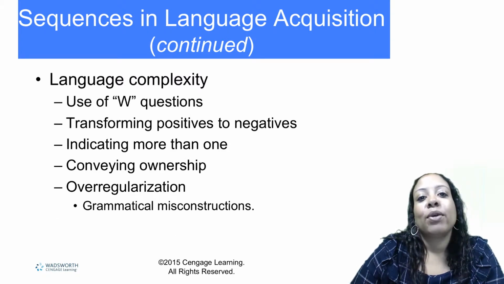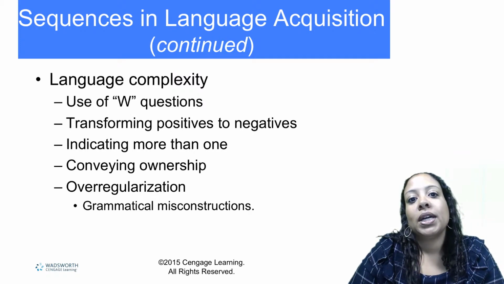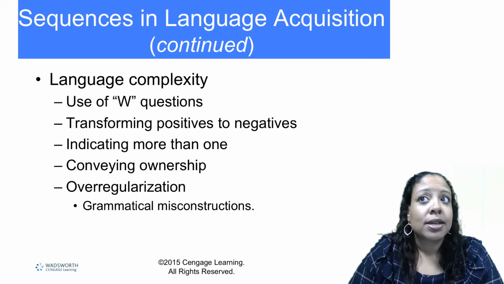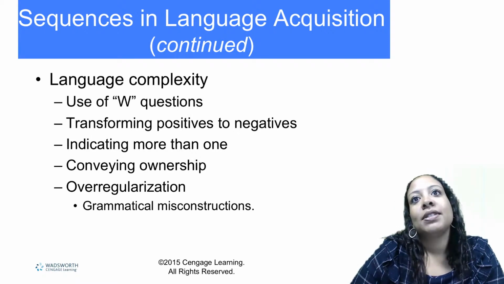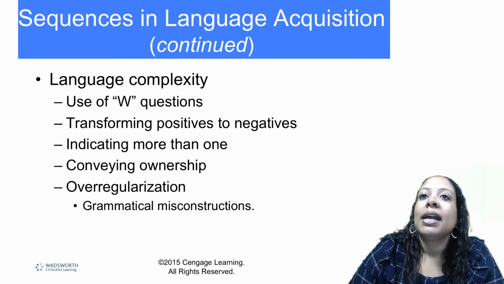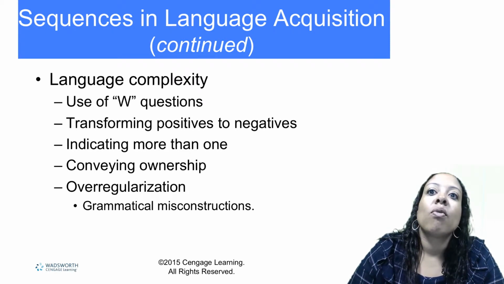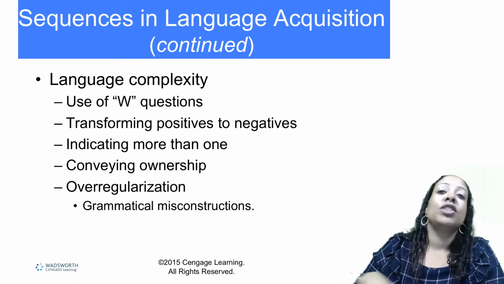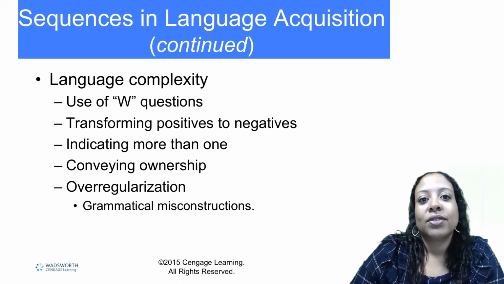Then we also have language complexity, so the use of W questions, which would be like your why questions. Transforming positives to negatives, indicating more than one, conveying ownership, over-regularization, grammatical misconstruction. So when children are learning language, they overgeneralize or overregularize different grammar rules.